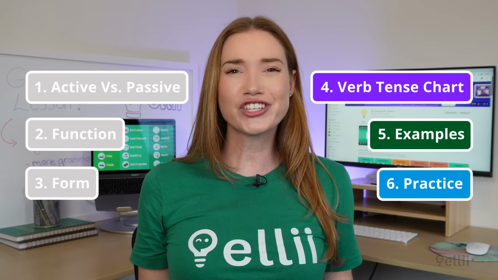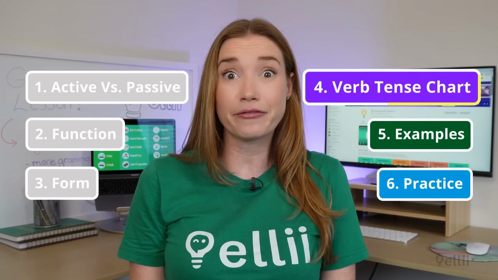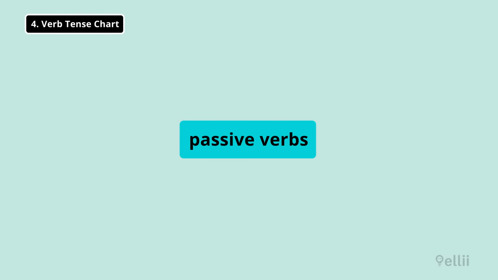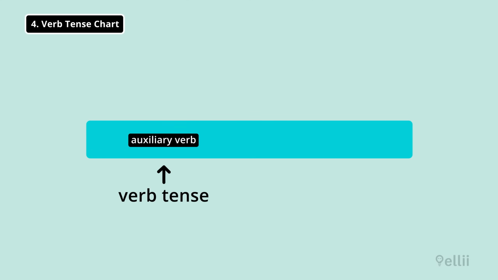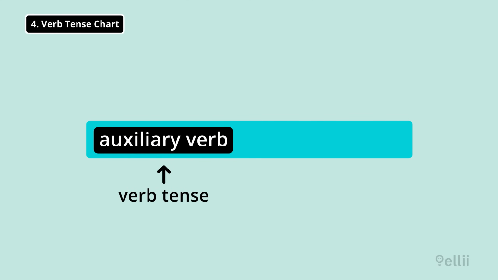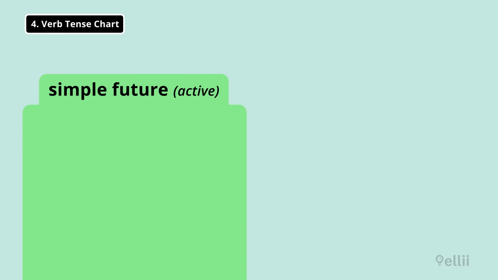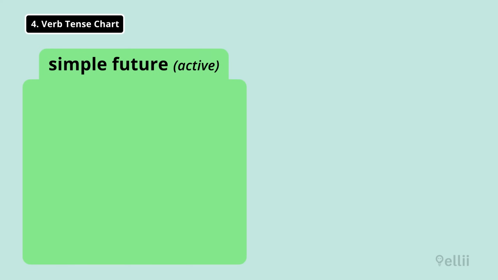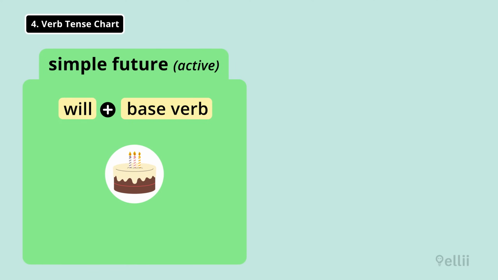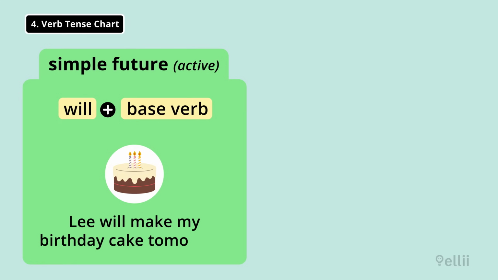So how do we conjugate the passive voice into different verb tenses? With passive verbs, the tense is shown entirely within the auxiliary verb, and this is always followed by the past participle form of the main verb. For example, the simple future is formed by the modal will, plus a base verb in the active voice. In the sentence, "Lee will make my birthday cake tomorrow," will is followed by the base verb make.